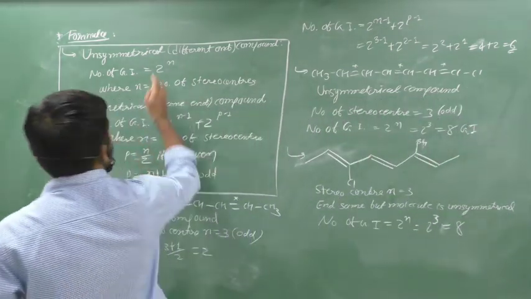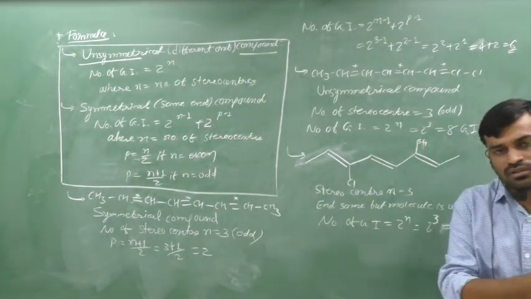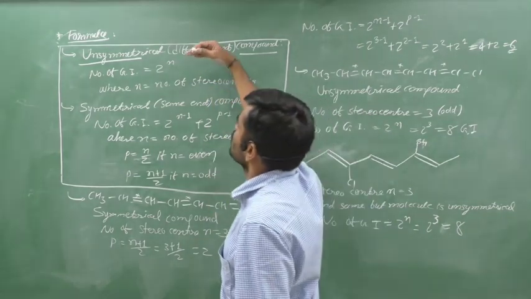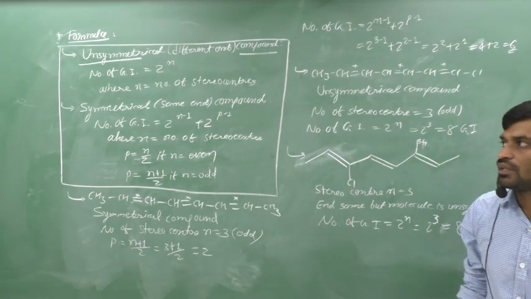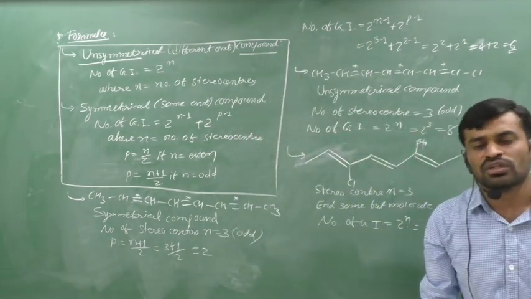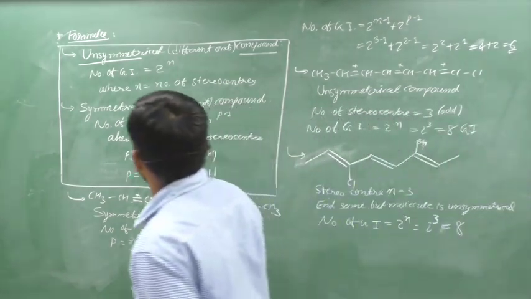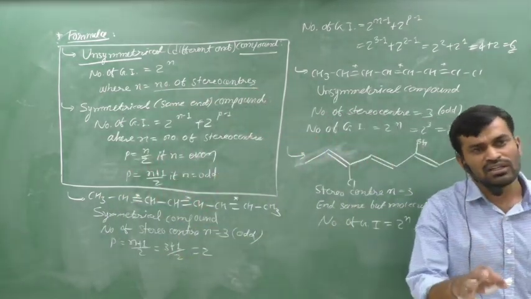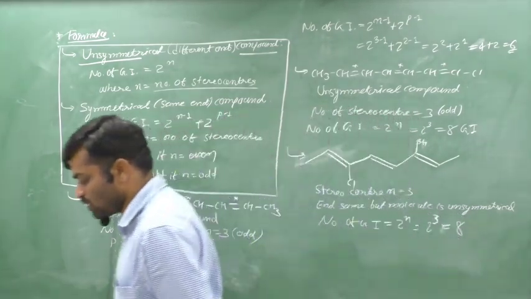For the unsymmetrical compounds, in some books it is written like different ends, but it is not exactly true in all cases. We can remember unsymmetrical and symmetrical. If an unsymmetrical compound is there, then the number of GI is equal to 2 raised to n. Very simple. The number of GI is equal to 2 raised to n, where n is equal to the number of stereocenters. We can remember only two things: how many stereocenters, and whether the compound is symmetrical or unsymmetrical.